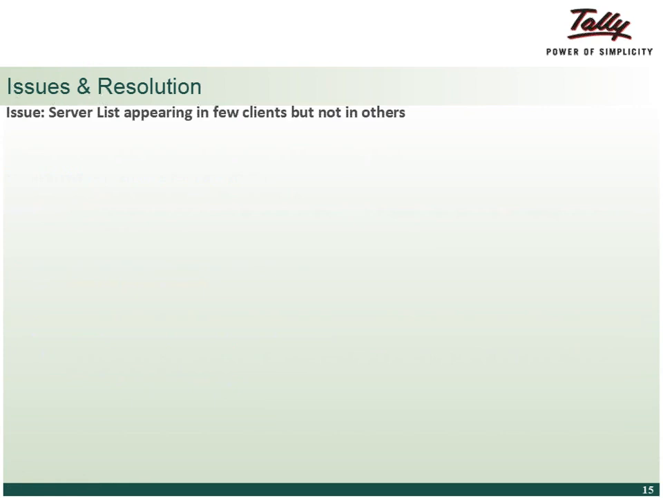Next issue is the server list appearing in a few clients but not in others. Due to the same reason, the few clients in which the server list is not appearing, the data may become inaccessible. The reason behind this issue is, first of all, you need to check that the license server's version is not the latest one.